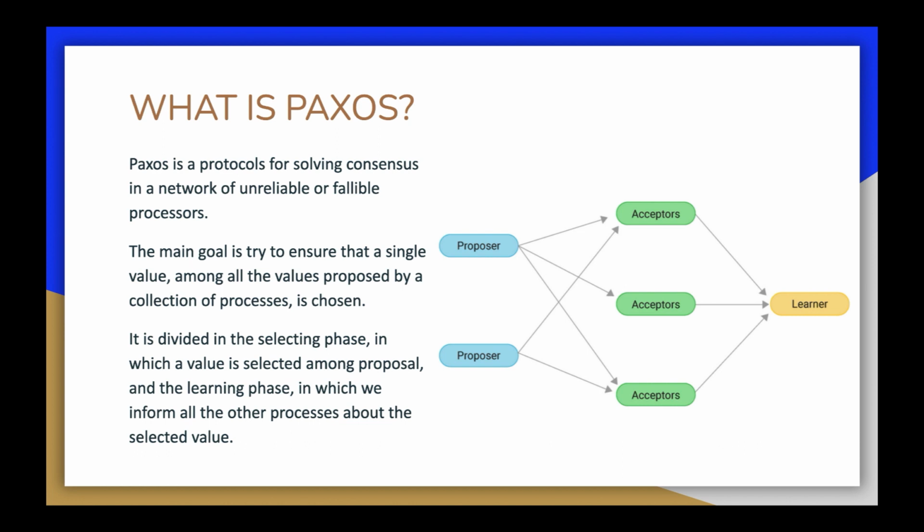We have some agents that are processes: the proposer, who wants to propose a value, and the acceptors, which are agents that, following different rules, can accept or not a proposal, and at the end the learner, who wants to advise all the processes of a chosen value. It's divided in two main phases: the selecting phase, in which the value is selected among the proposals, and the learning phase, in which we inform the processes about the selected value.